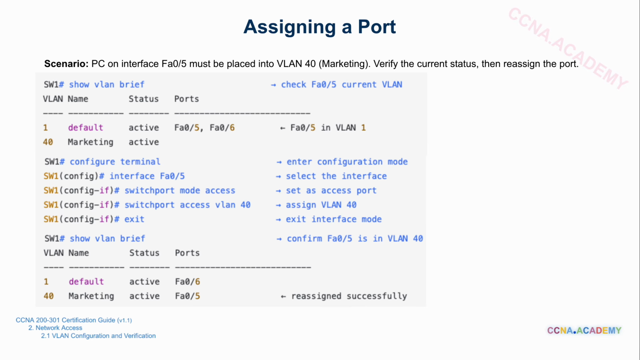Finally, we display the VLAN table again to confirm the change. The output shows interface FA0/5 now listed under VLAN 40, verifying that the port has been successfully reassigned.